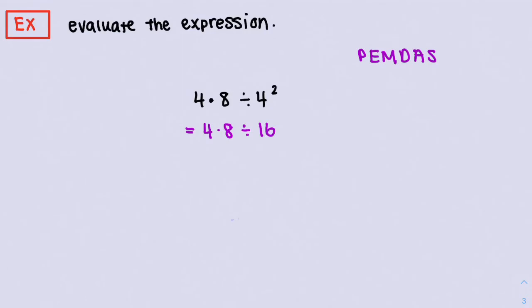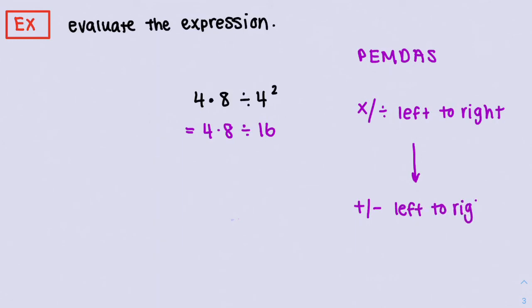So PEMDAS gives us an order, and because multiplication and division come at the same time, we are faced with a little conflict. Luckily, we have a rule for this, and that means that when you have multiplication or division, you always go from left to right, based on what is shown in the equation. The same thing happens with addition or subtraction. Whenever you have both of them at the same time, you just go from left to right.